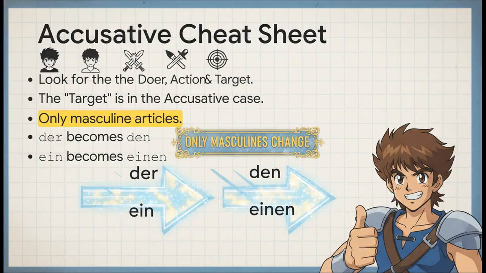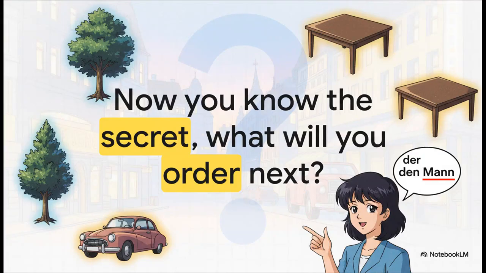So here it is, your final cheat sheet. Anytime you're making a sentence, just ask yourself, who's the doer, what's the action, and what's the target? If that target is masculine, you change the article. Der becomes den, and ein becomes einen. That's the entire game. You have just cracked a major piece of the German grammar code. I mean, you've taken something that seems so complicated and boiled it all down to one simple, manageable rule.